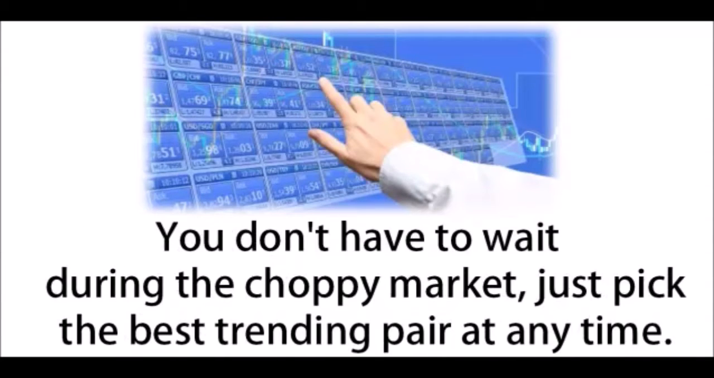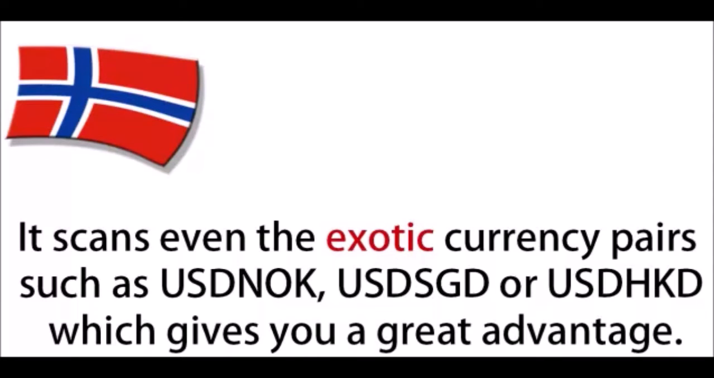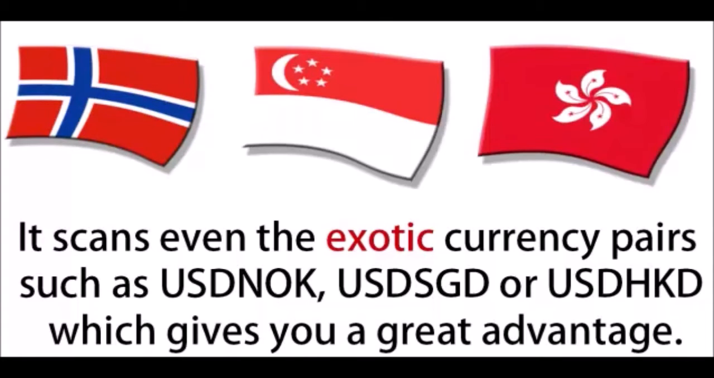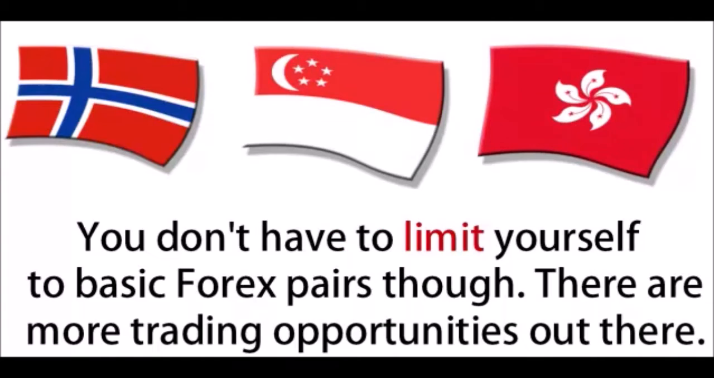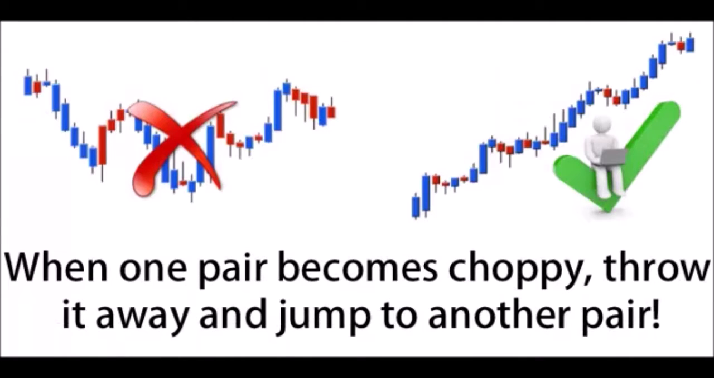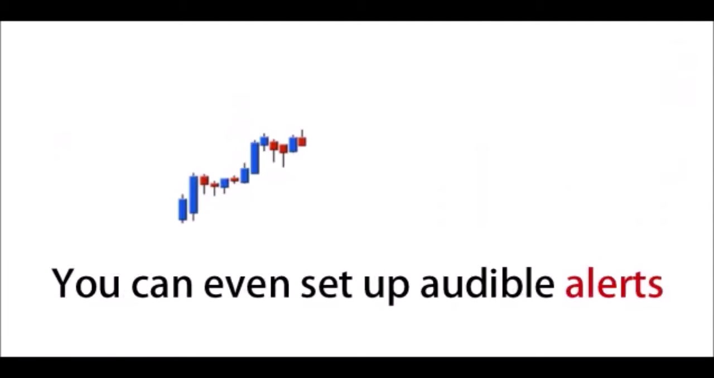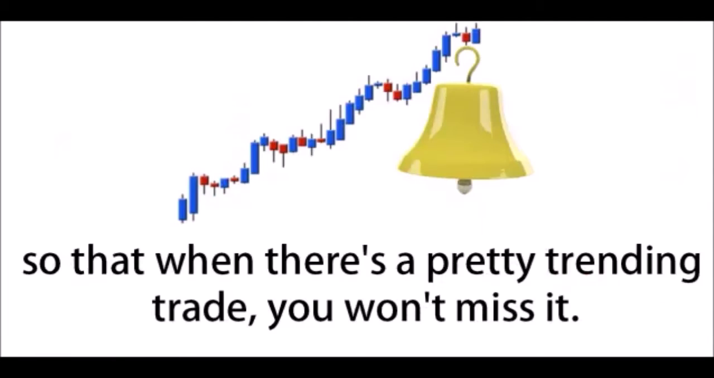You don't have to wait during the choppy market, just pick the best trending pair at any time. It scans even the exotic currency pairs, such as the Norwegian krone, the Sing dollar, or the Hong Kong dollar, which gives you a great advantage. You don't have to limit yourself to basic Forex pairs though. There are more trading opportunities out there. When one becomes choppy, throw it away and jump to another pair. Forex Trendy quickly gives you the next best pick. You can even set up audible alerts so that when there's a pretty trending trade, you won't miss it.